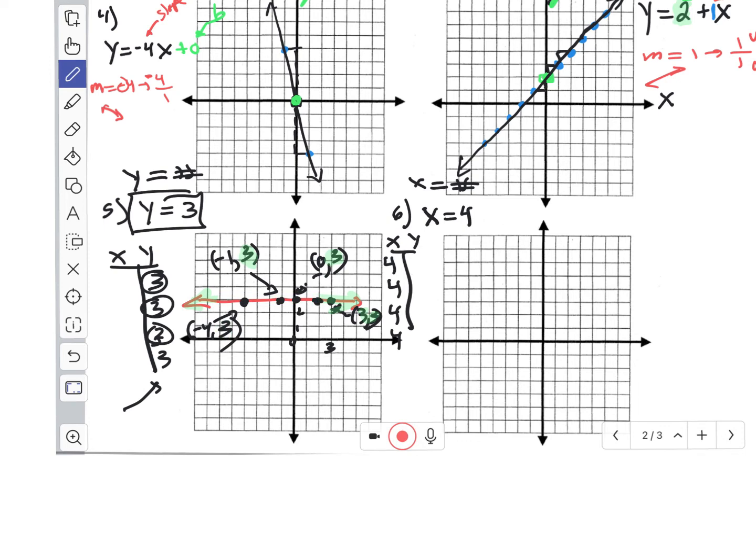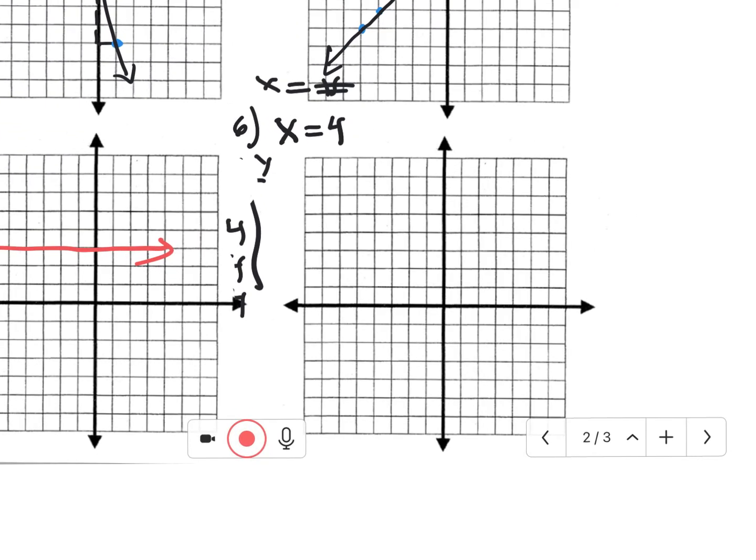So y equals a number is going to be a horizontal line where all the y values are 3. So that would be that location. X equals 4, that is where all of the x values in your t-table are always 4. This is where x is always 1. So all of these points that are on this line, the x values are always 1. This line is where the x values are always 2.